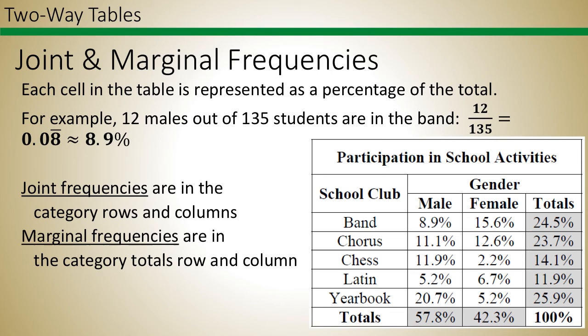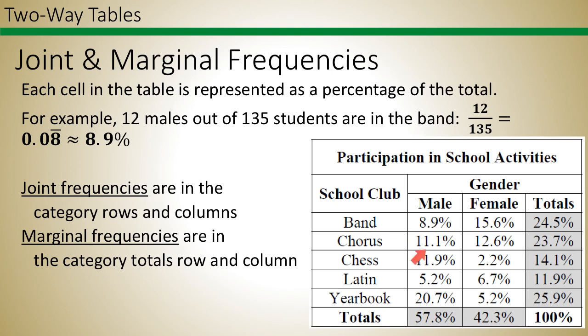And one more thing that we will do with two-way tables is find joint and marginal relative frequencies. Each cell on the table is represented as a percentage of the total. For example, 12 males out of 135 students are in the band, so that gives us 8.9%. Joint frequencies are in the category rows and columns. Marginal frequencies are the category totals. So basically we're finding the probability of each of these events.